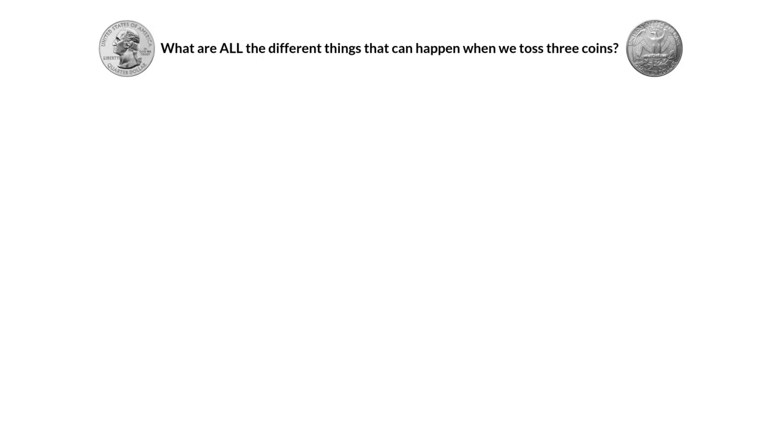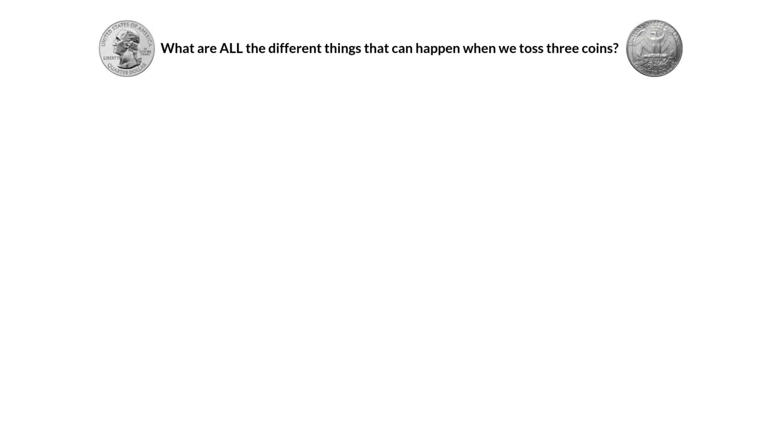Okay, guys. So today we're going to be talking about the answer to the question: how likely is it that we get three heads in a row when we toss a quarter three times? And to answer this, we're actually going to do two different methods. The first is going to be looking at what are all the different things that can happen when we toss those three coins, and then we're going to look at a shortcut.